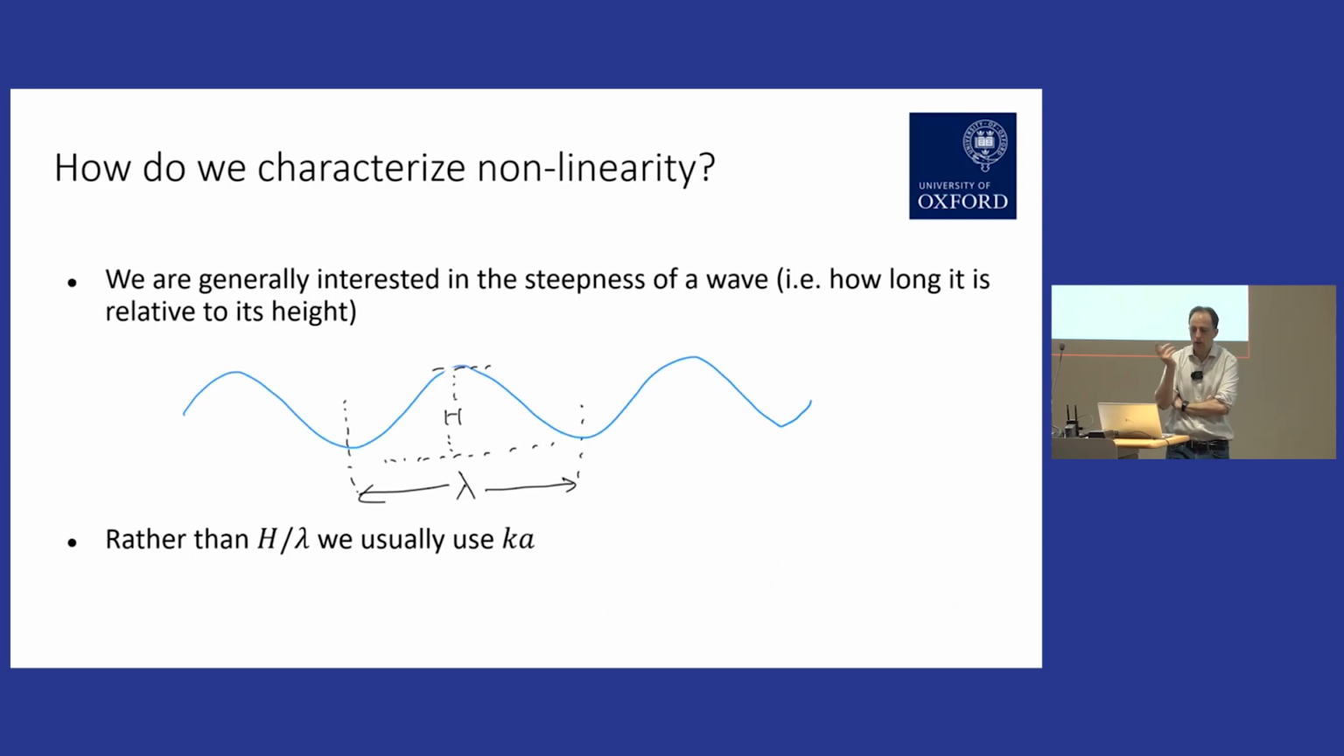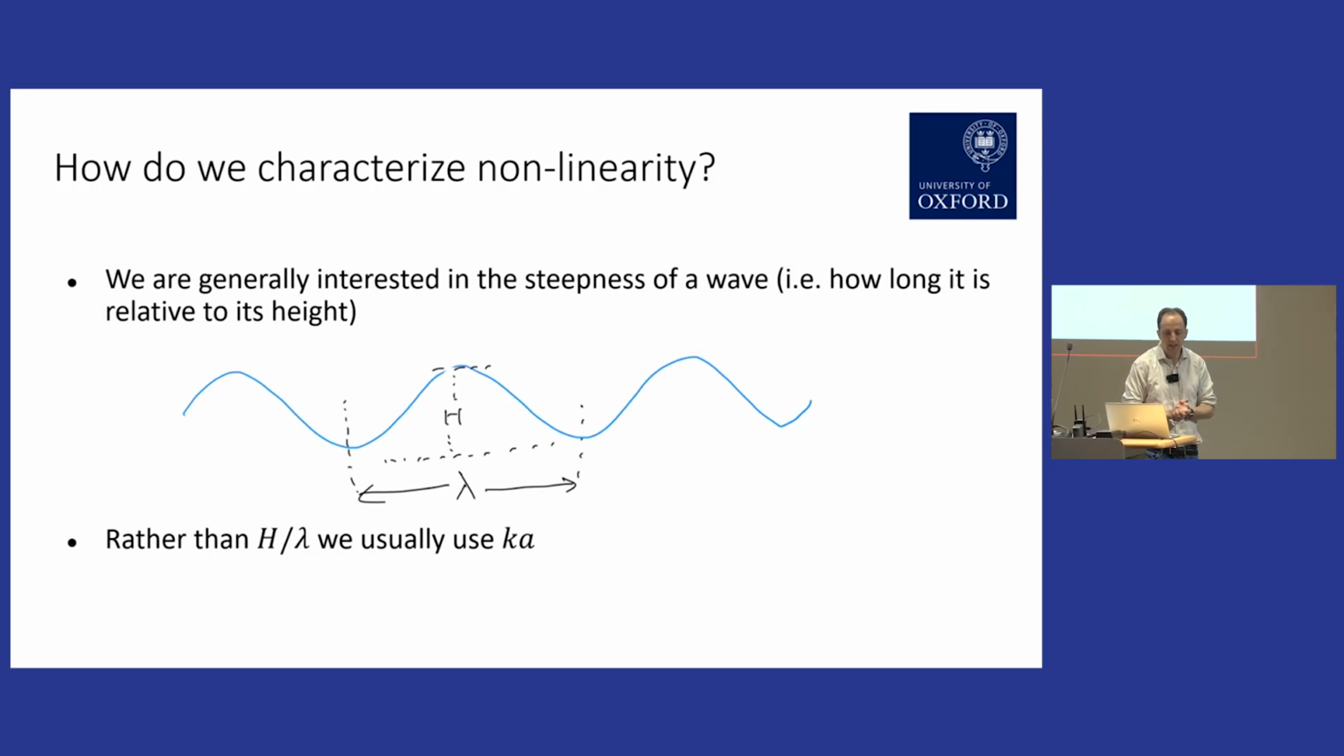So how would we characterize nonlinearity? Well, in general, we're interested in how much of a departure we have from something which is flat. But we're not just interested in the absolute height or the absolute amplitude of something. We're interested in that relative to a wavelength. So you could have a very large wave, but which also had a very, very long wavelength, and that might be very well modeled by a linear process.